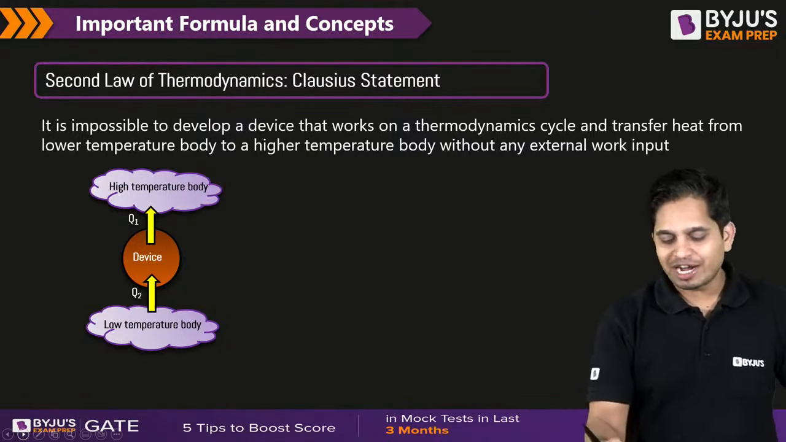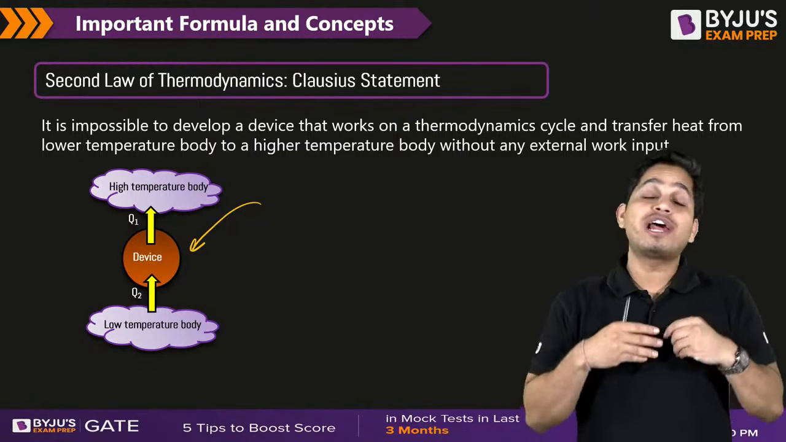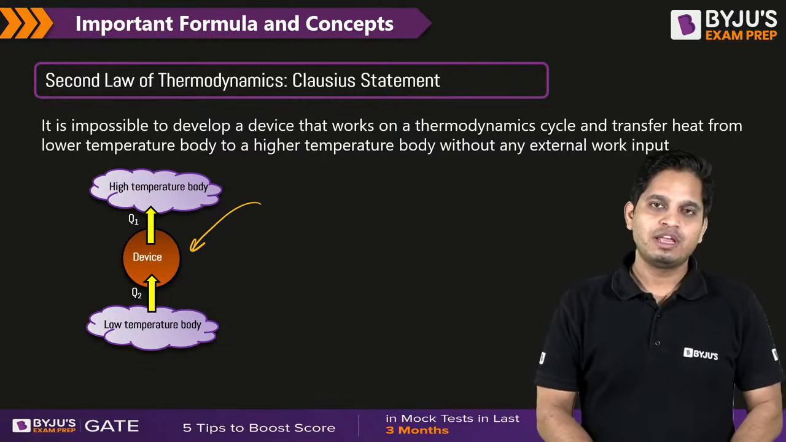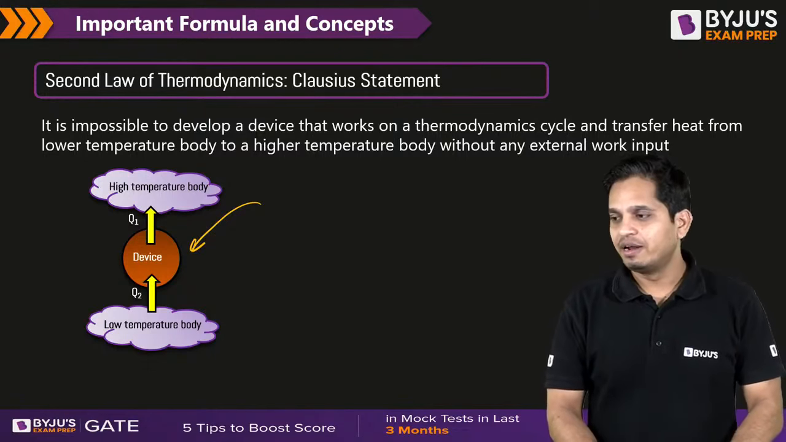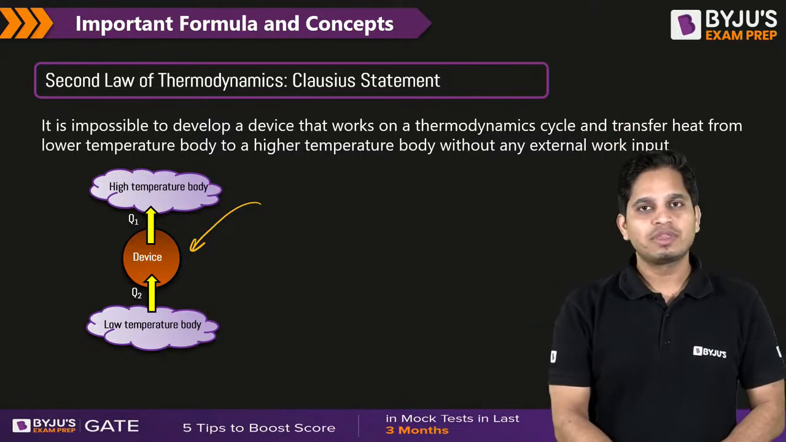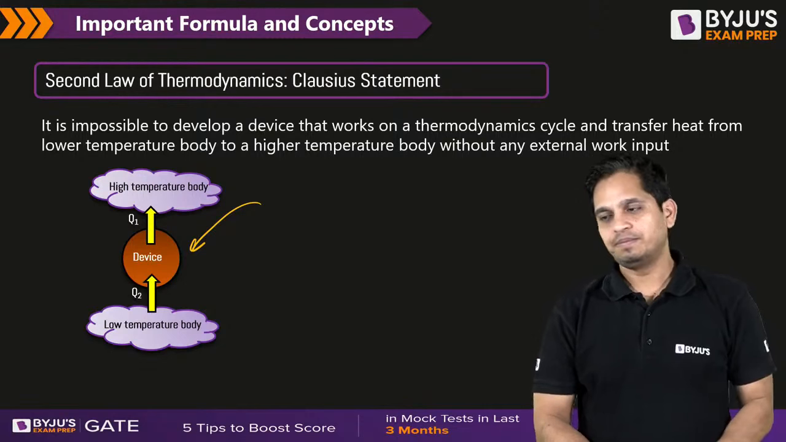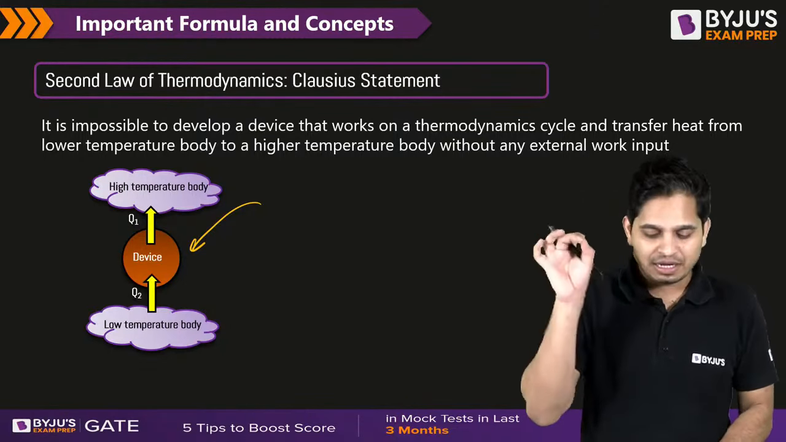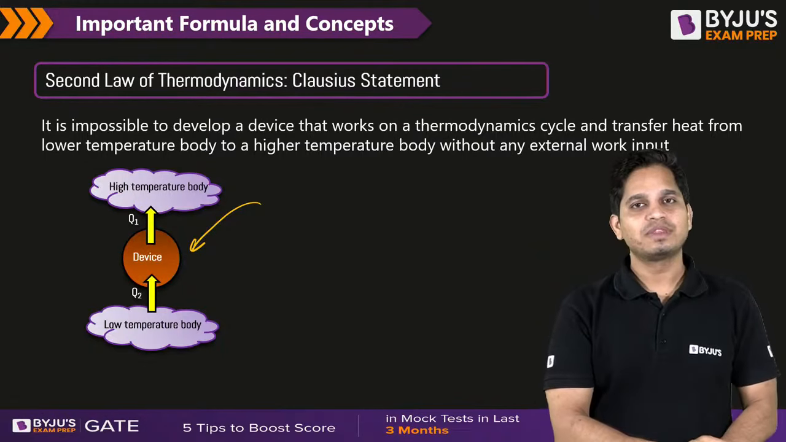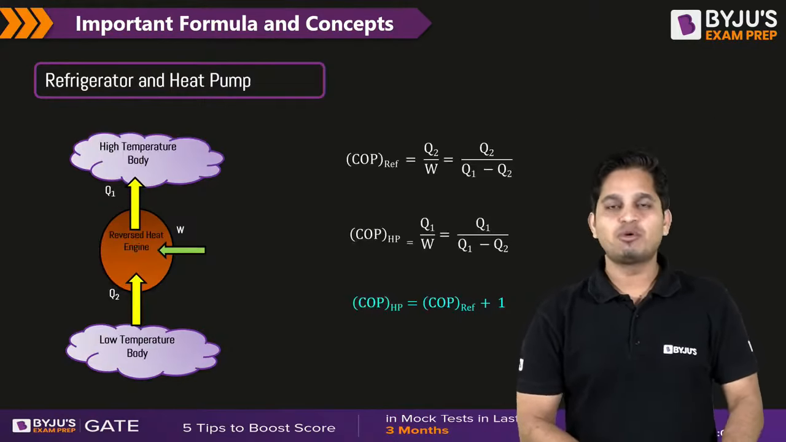Okay. So this device is not possible. You simply cannot transfer because what happens naturally? Heat transfer always happens from high to low temperature. If you are transferring heat from low to high temperature, you are going against nature. You cannot do it. If you want to do it, provide some extra energy. So the Clausius statement says this device is not possible. So what is possible? If you want to do it, give some extra work. So this is possible.